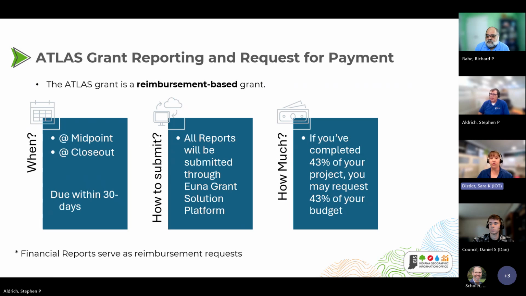The activity reports will be submitted through the Euna Solutions platform. The financial report is also the reimbursement request. I encourage you to attend the SBA training sessions. You'll see how to convert a financial report into a request for reimbursement. At the point where you can submit the reimbursement request and the activity reports, you can request 50% of your budget if you have completed 50% of your project work.